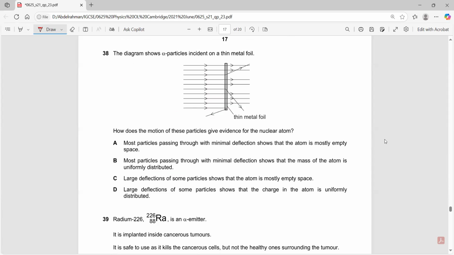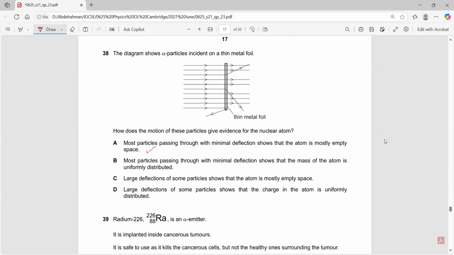The diagram shows alpha particles incident on a thin metal foil. How does the motion of these particles give evidence for the nuclear atom? How do you know that there is a nucleus inside the atom? That this nucleus is positively charged? Because of these deflections, right? Most particles passing through with minimal deflection show that the atom is mostly empty space. Yes, we did learn that.